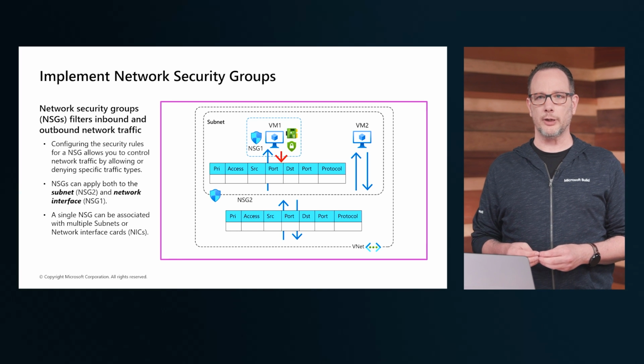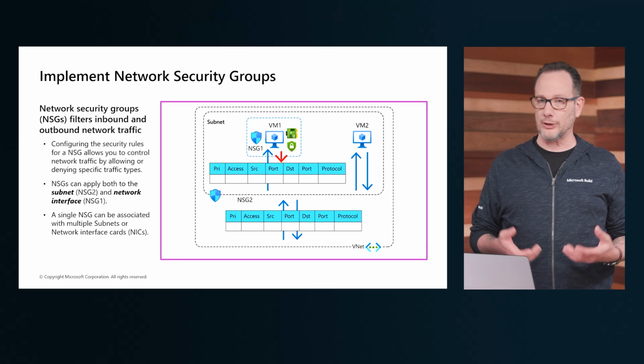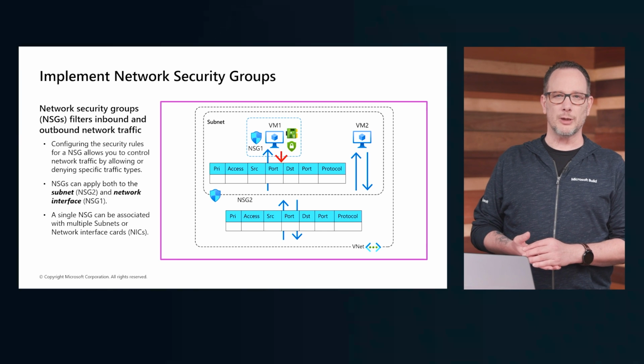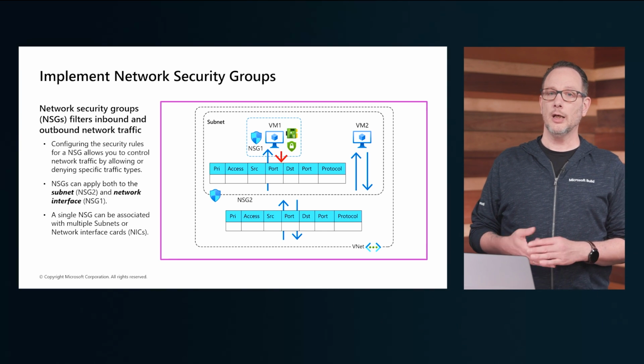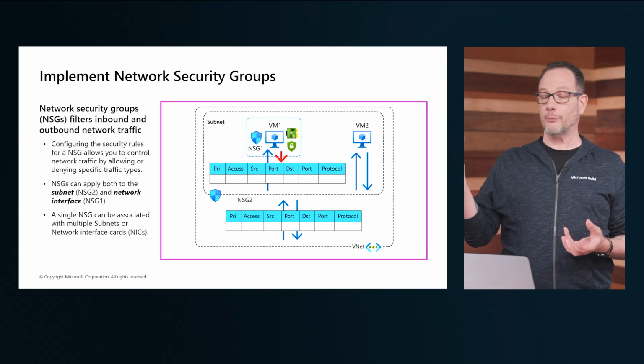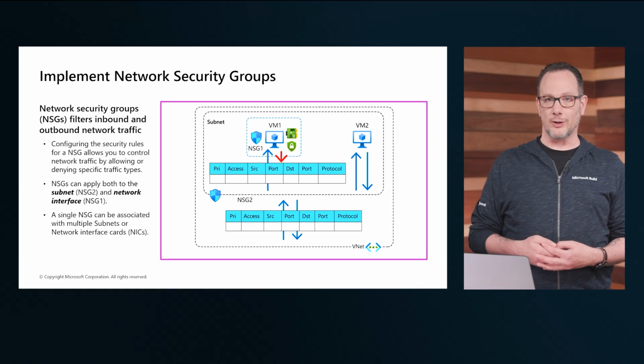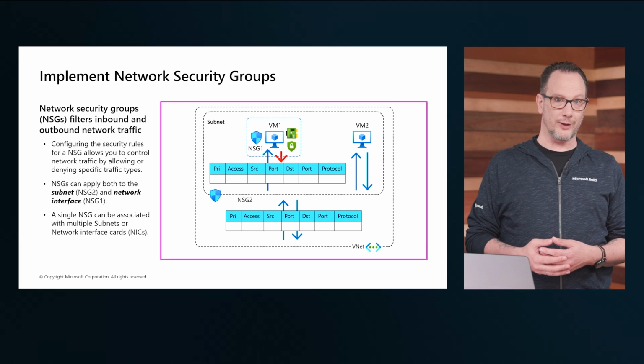Like an easy example here, we might have a virtual machine one, which could be a web server, database server, domain controller, pretty much any kind of server functionality, and you're going to allow traffic from a web server VM1 into maybe a database server VM2. You're going to allow specific traffic, and you're going to block all other traffic.